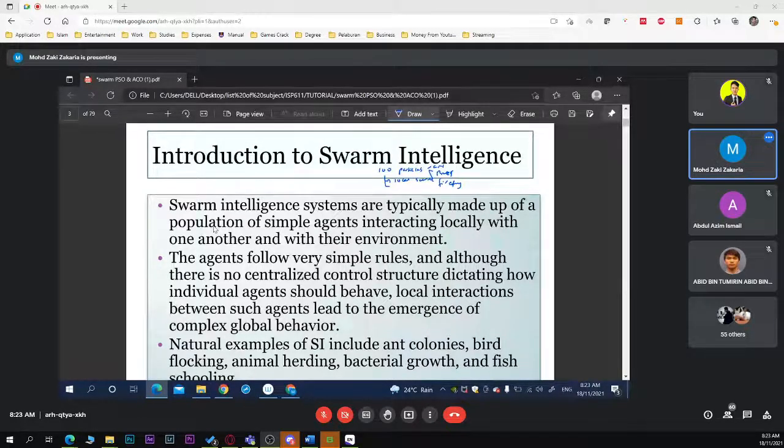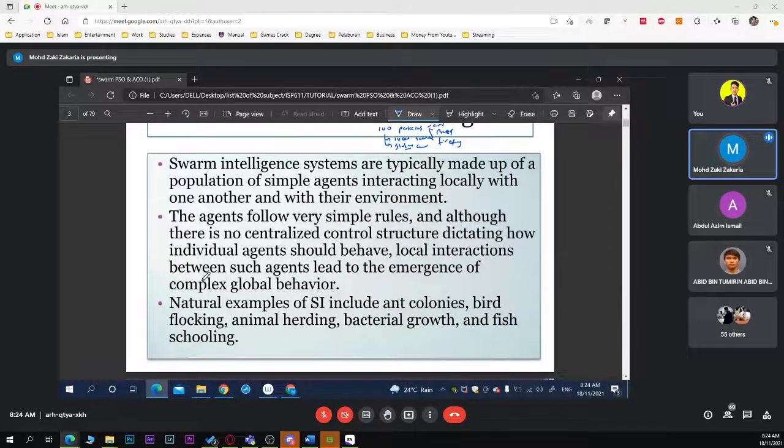And then for global search, because we have 100 particles, each with its own value, we have 100 values. So we select the best value among the 100 particles. The best value we call global search, global behavior.